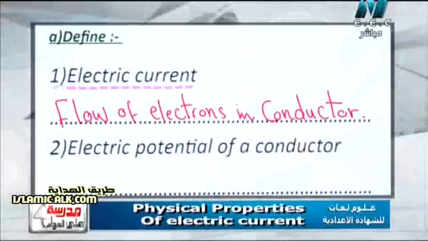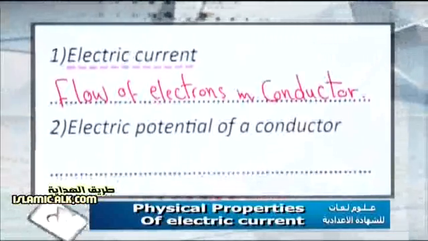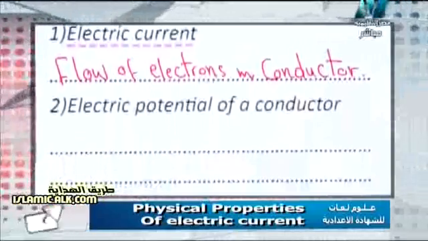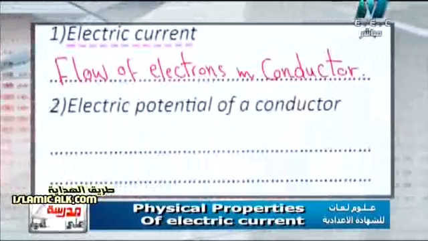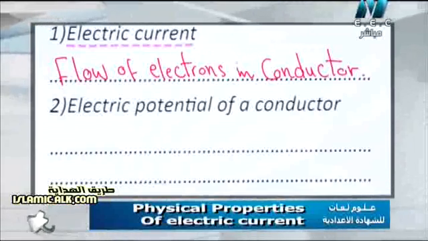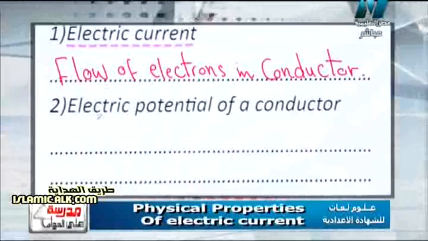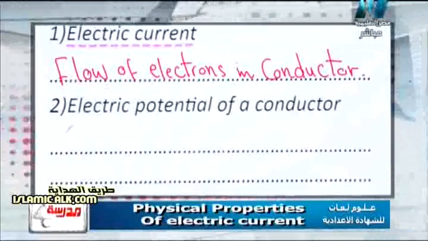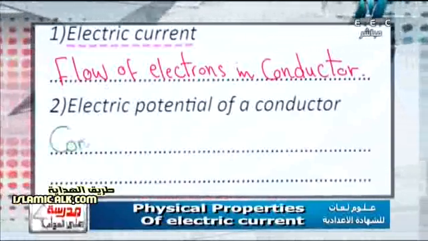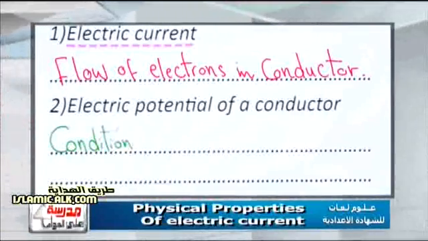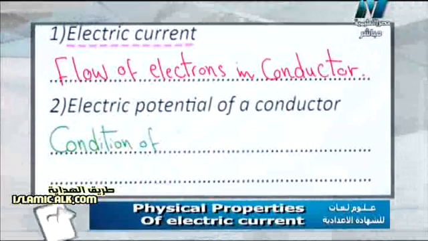Number 2, we have the electric potential of a conductor. We have electric potential, not potential difference. What is meant by electric potential? Electric potential is what? Yes, the condition of a conductor, the condition of the wire.